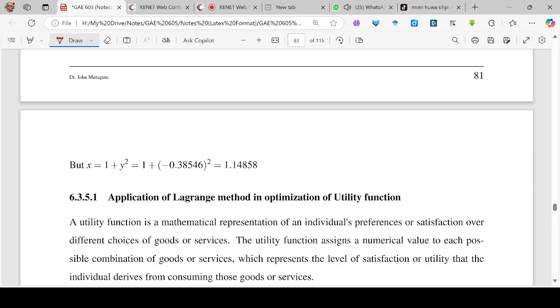Now, let's look at some application problems. One is where we can apply this method to optimize the utility function.